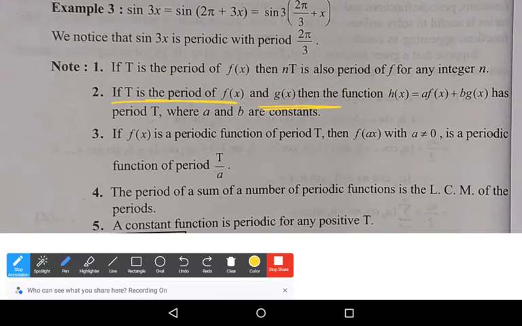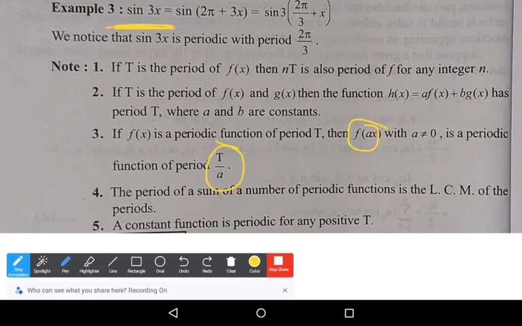If T is a period of f of x and g of x, then the function h of x equals a into f of x plus b into g of x has the same period T, where a and b are constants. Suppose T is the period of f of x and g of x, then T is the period of a f of x plus b g of x also. And also remember that if f of x is a periodic function with period T, then f of ax is also a periodic function with period T by a.